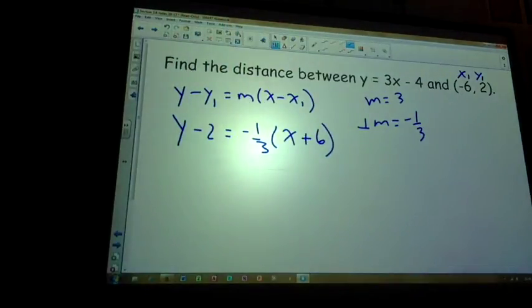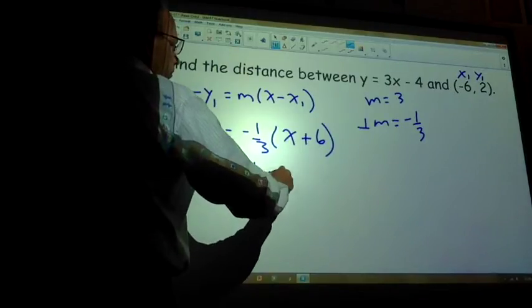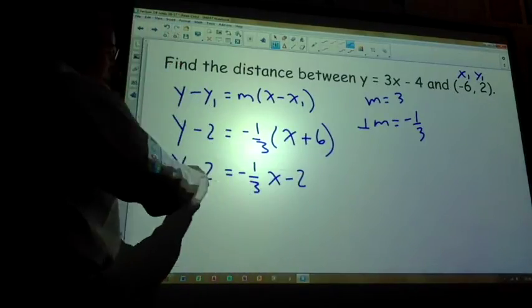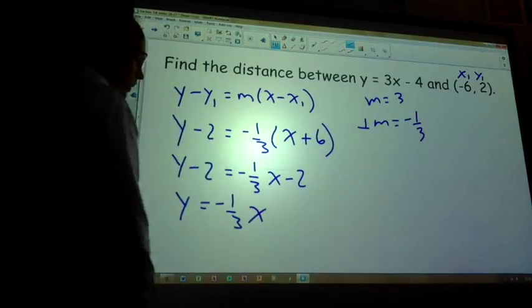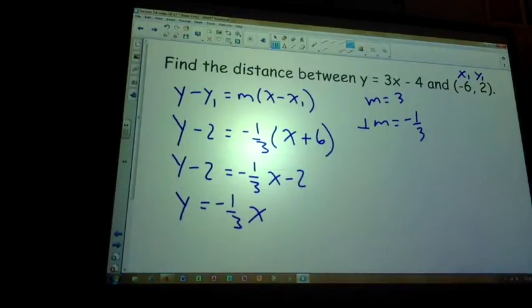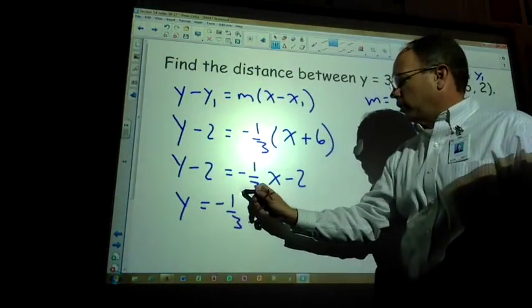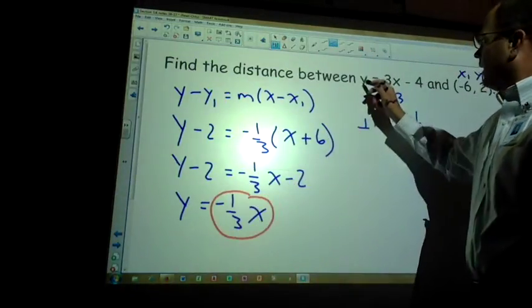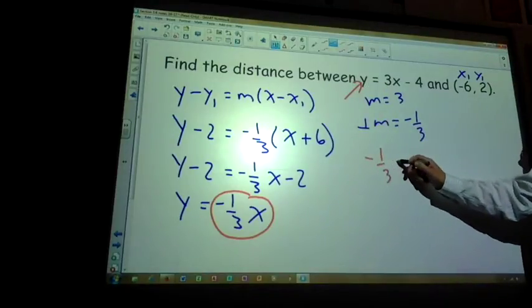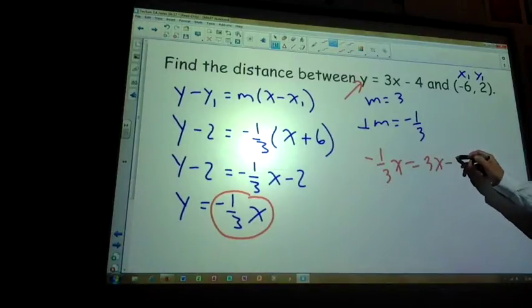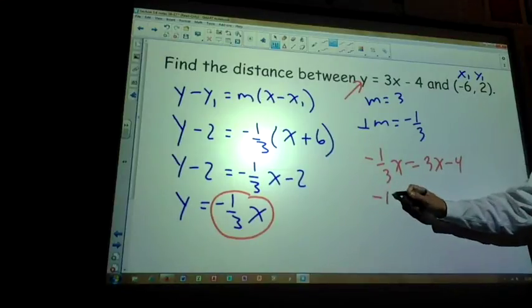Agree? Distribute the 1/3 over the parentheses. What's that, minus 2? And then add 2 to both sides. Plus 0, right? So we don't have this graph, so now we've got to solve this algebraically. So maybe I could substitute this into here, and we're going to figure out the x and y components. So I get negative 1/3 x equals 3x minus 4. A really good way to do this is clear the denominator, so let's multiply everything by 3.